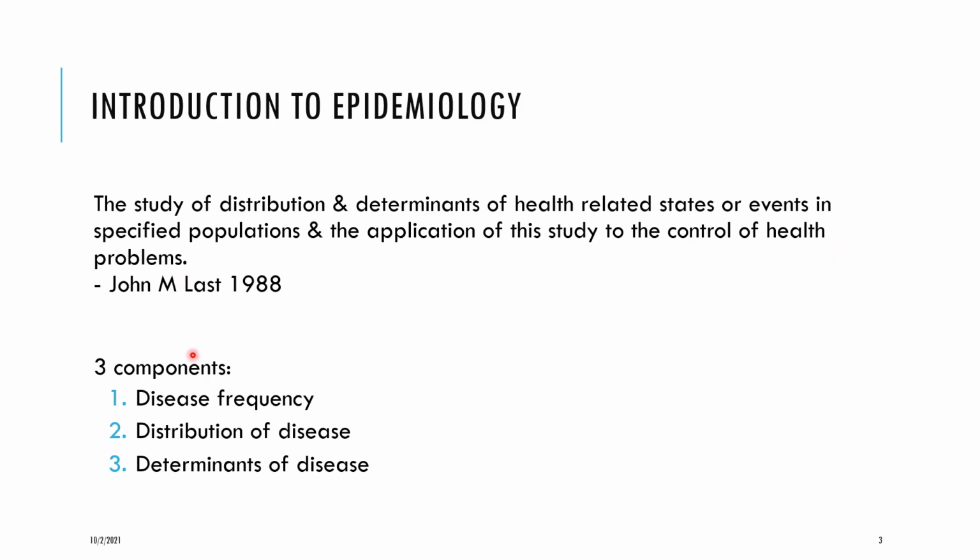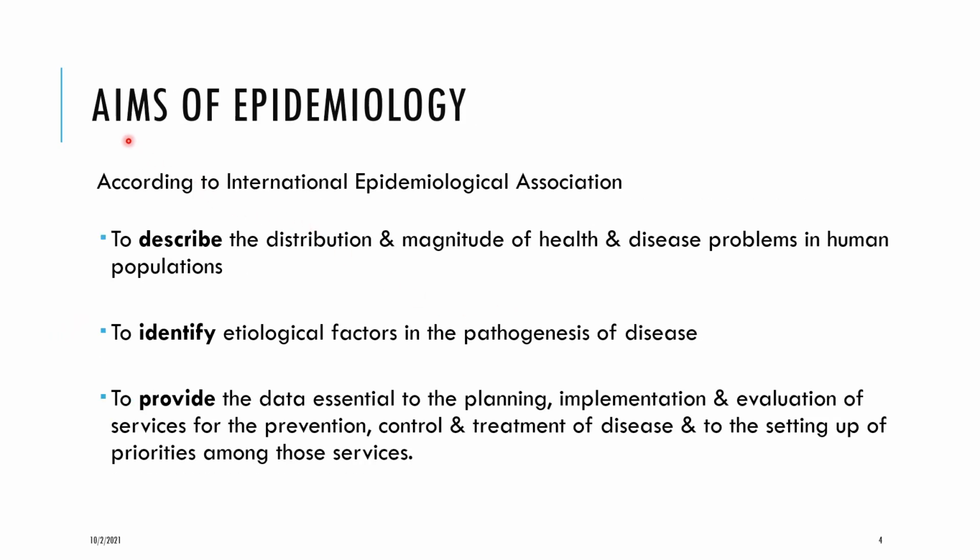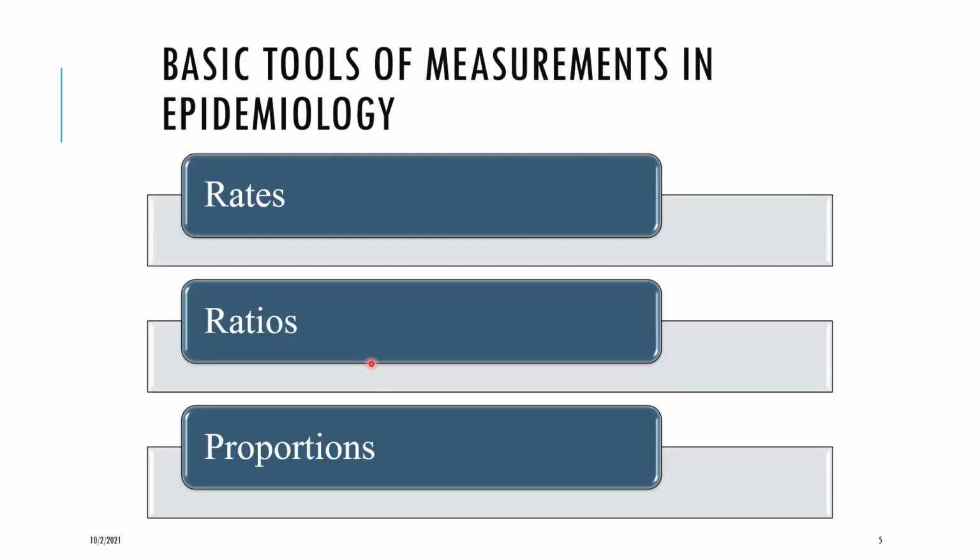Now, coming to the aims of epidemiology, the International Epidemiological Association states three main aims. One is to describe the distribution and magnitude of the health and disease problems. So who is affected by it and where are they located? Then, to identify the etiologic factors, so to find the probable agents which cause the disease.